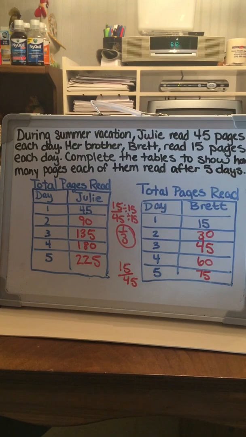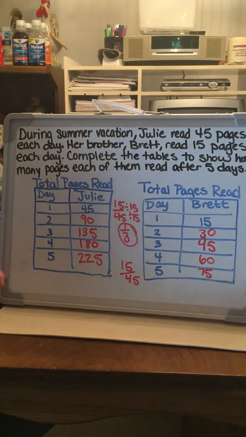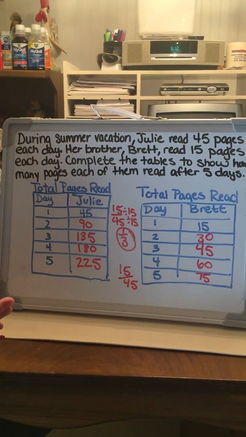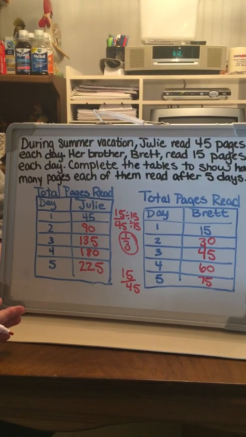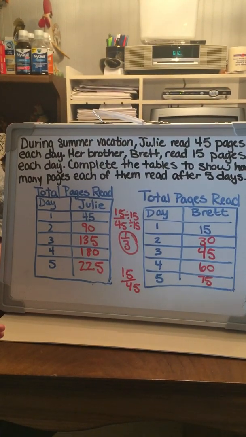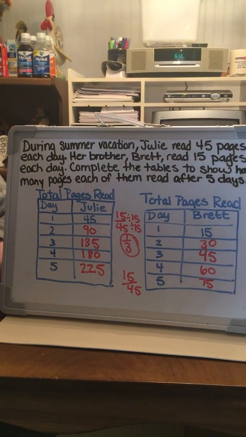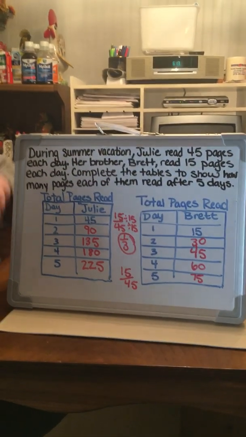Okay? Or we could say Julie has read 3 times as many pages as Brett has read over the 5-day period. So Julie definitely is a more prolific reader than Brett is. Brett needs to get it in action a little bit. Okay? I'm going to flip to the back so we can see our other problem.